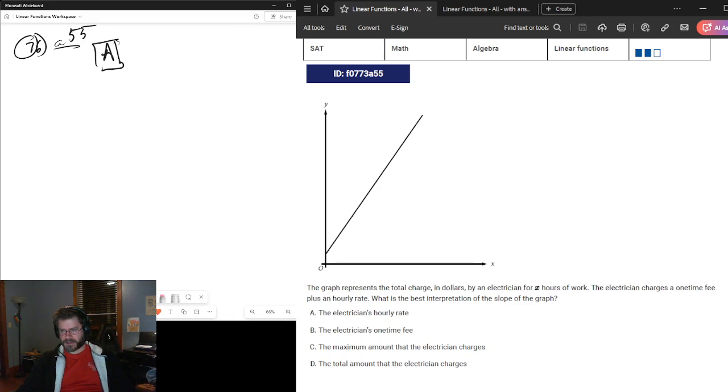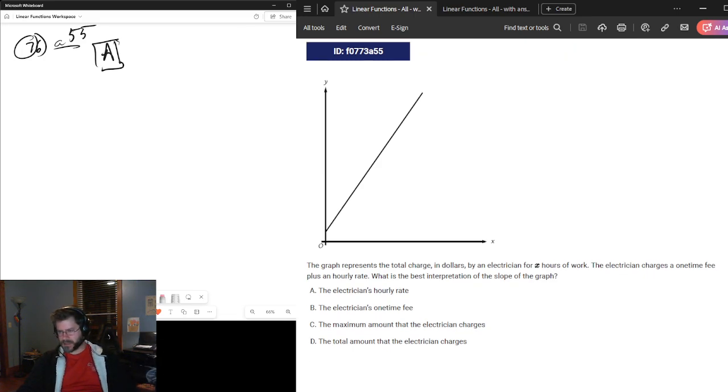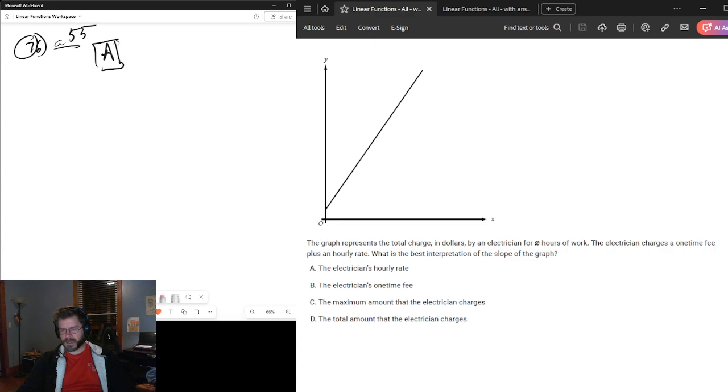The maximum amount that they charge is unlimited. The time is not restricted in any way. Total amount that they charge is the cost function. It's the dollar amount times x plus the initial fee. So their dollar amount times x plus some sort of fee is the function that we're dealing with here. So D is right out.